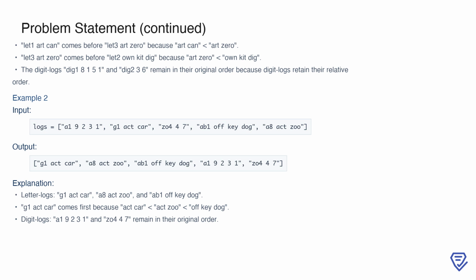If the input is A19231, G1 act car, Zo447, AB1 off key dog, A8 act zoo, there are three letter logs, G1 act car, A8 act zoo, and AB1 off key dog. Their contents, act car, act zoo, and off key dog, are sorted lexicographically, so G1 act car comes first, followed by A8 act zoo, and then AB1 off key dog. The digit logs, A19231 and Zo447, retain their original order and appear at the end. The final output is G1 act car, A8 act zoo, AB1 off key dog, A19231, Zo447.